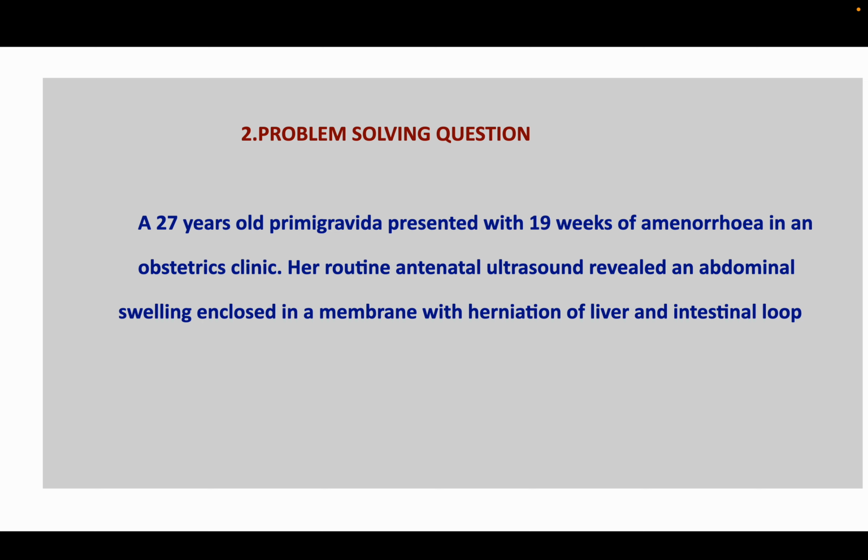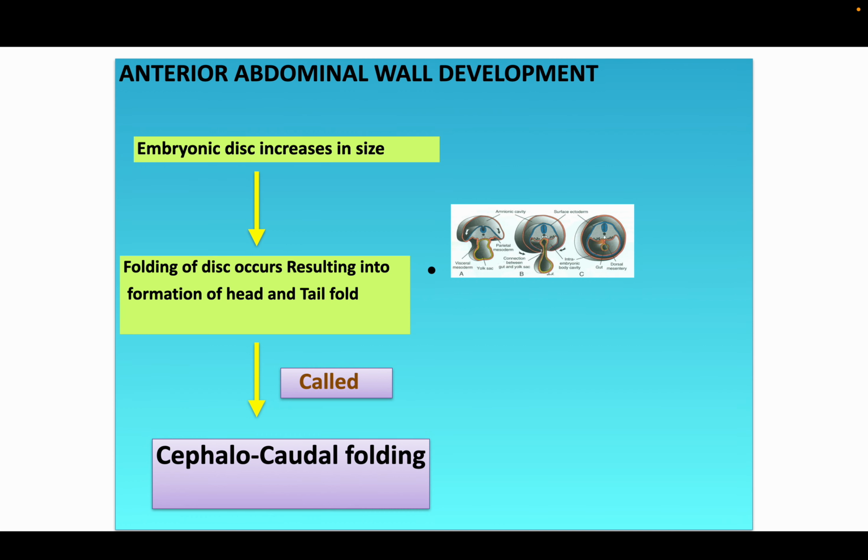Her routine antenatal ultrasound revealed an abdominal swelling enclosed in a membrane with herniation of liver and intestinal lobe. So we will discuss these problems after the discussion of the development of the anterior abdominal wall. Now these are the sequence of events which are happening in the development of this wall.